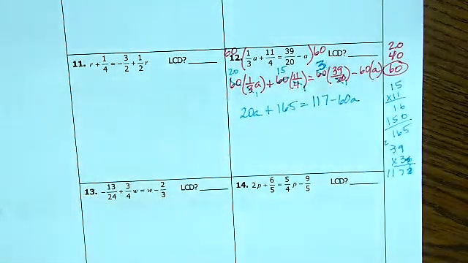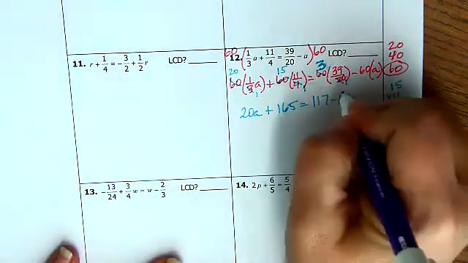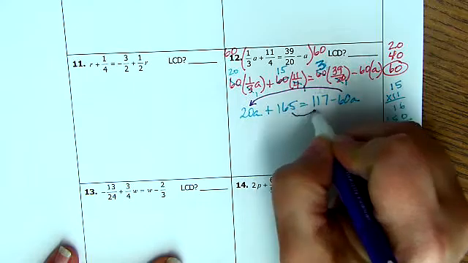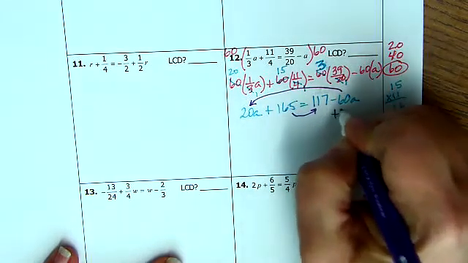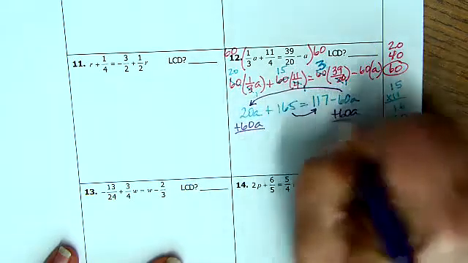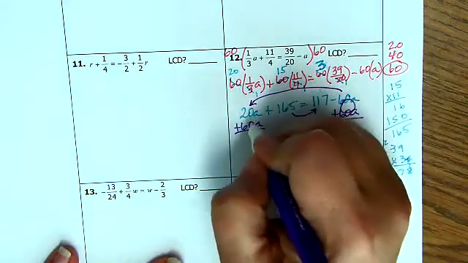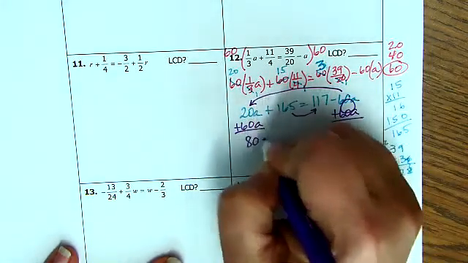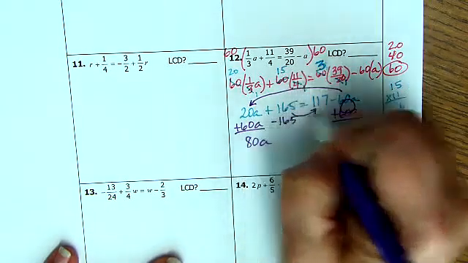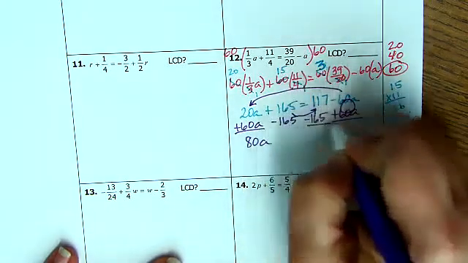And now we're combining what we learned yesterday in here. I've got to get all of my variables onto the same side. So I'm going to move my 60a over here and my 165 over here. So I'm going to add 60a to both sides. This cancels out, and now I'm left with 80a. Now I'm going to subtract 165 from each side.